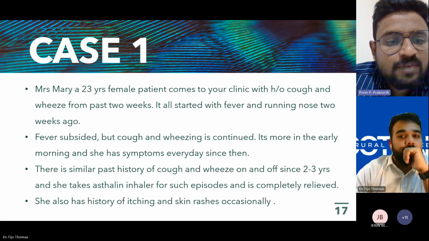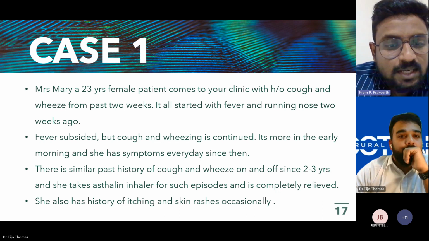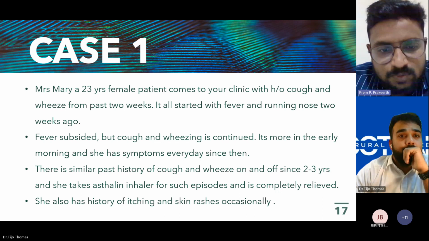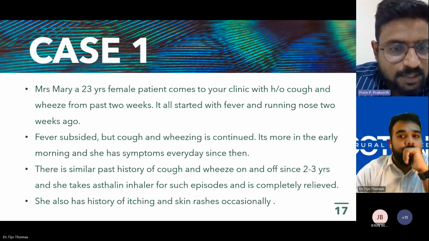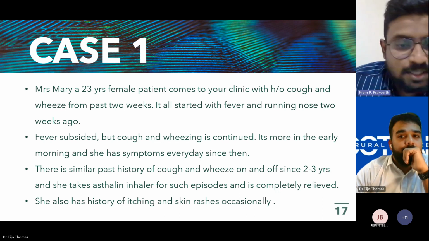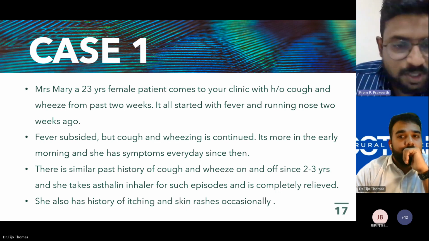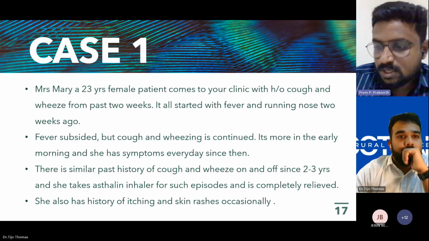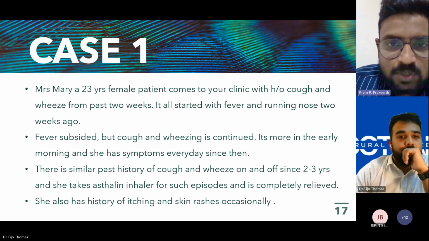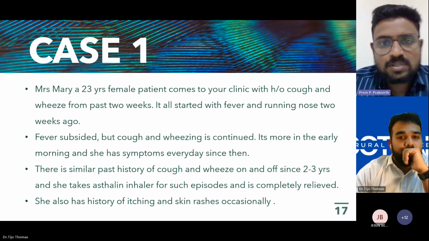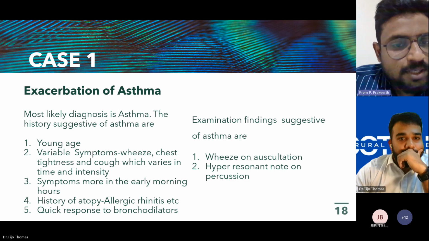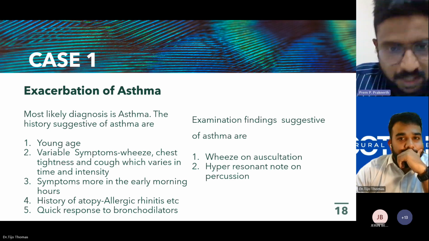And there is history of nebulization, history of Asthalin inhaler intake, and history of wheeze prior to this admission. So all these indicate that it's more towards a pulmonary cause of breathlessness. She has history of atopy also. So this tells that most probably she is having a respiratory cause of breathlessness, and our probable diagnosis is asthma. So these are the points which we can see in the history.